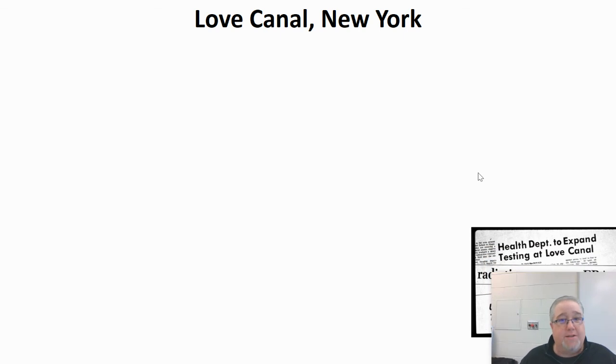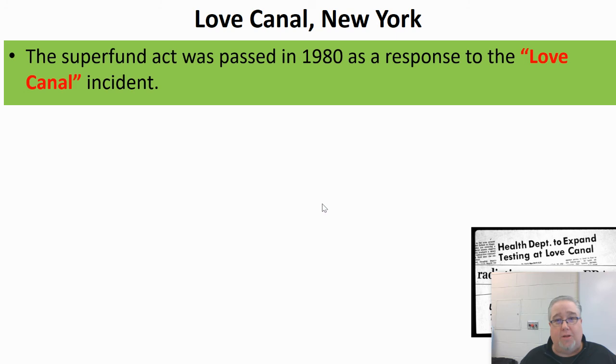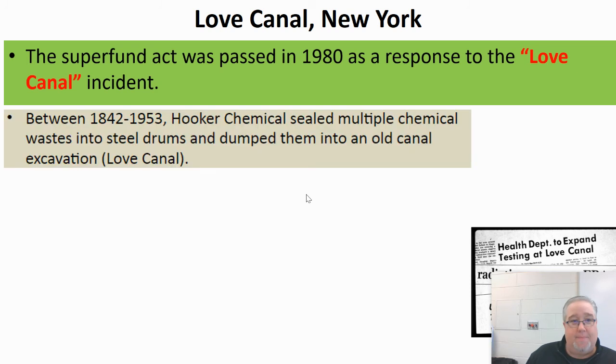I want to talk about one specific site, which is an area called Love Canal, New York. Love Canal was basically the first ever Superfund site. Just to give you a little history lesson about it, back in the 1800s, for about 100 years, there was a company called Hooker Chemical. Hooker Chemical manufactured a whole bunch of different things, but they produced a bunch of hazardous waste.